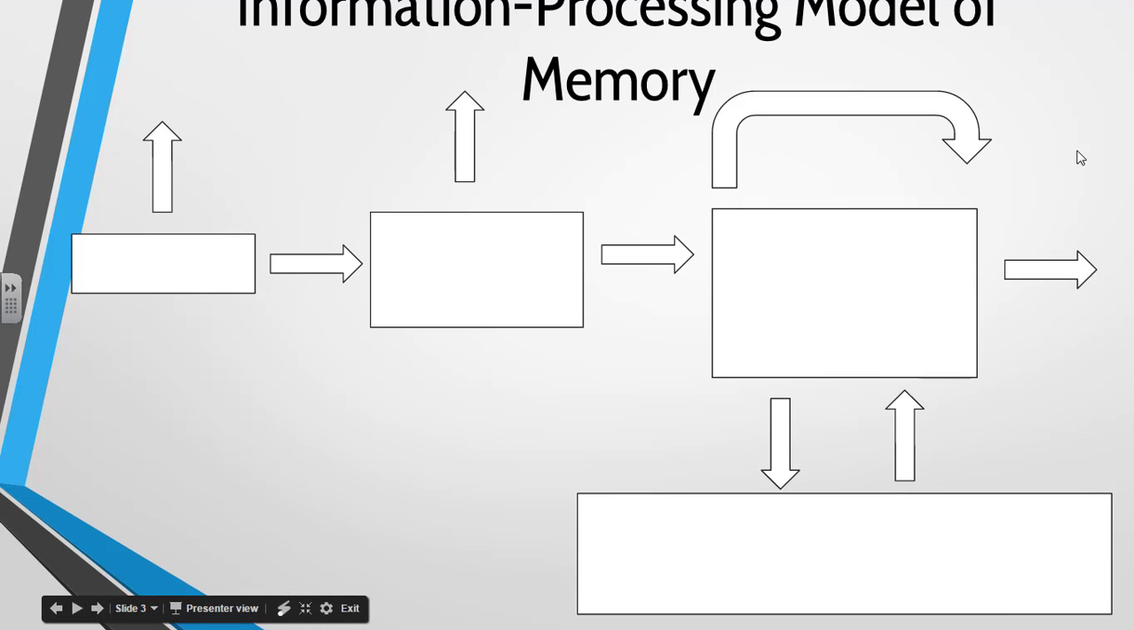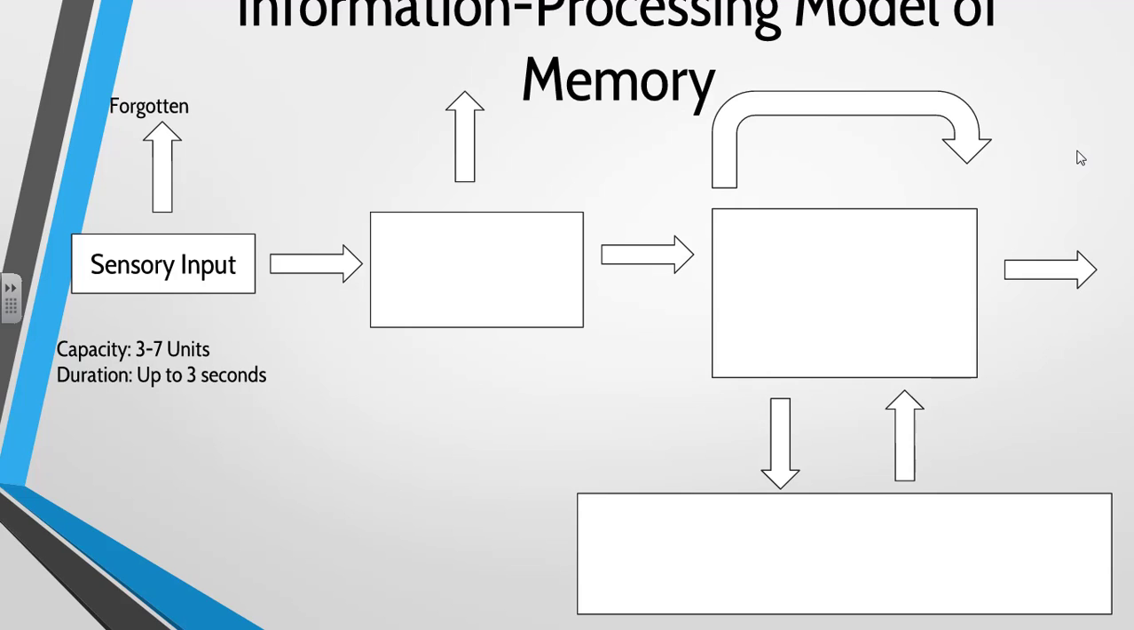So now we're going to look at the actual model of memory, and we're going to use this graphic as a way to outline how memory works, and we're going to fill in a section at a time. So you've got a blank version. I'm starting with a blank version, and we're going to add to it as we go.